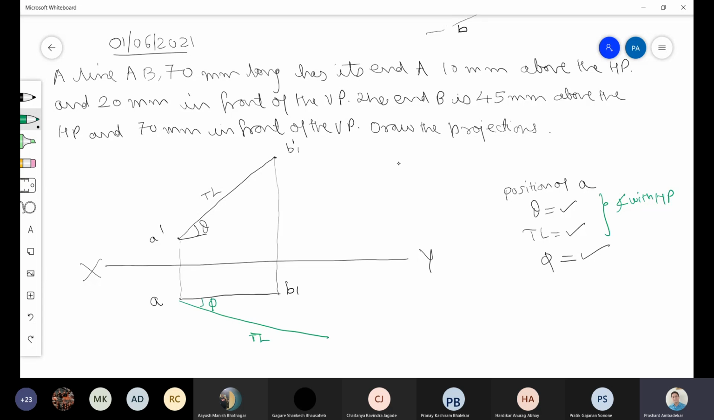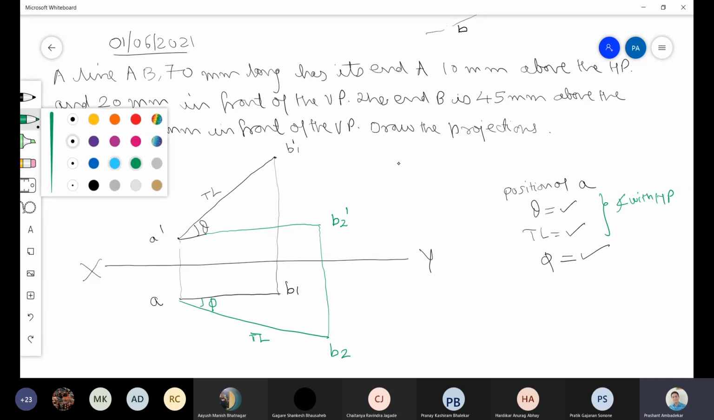Since it is the B point, it will be B2, because B1 is already there and this is not B. B is to be obtained. Then we project it in the front view, and the point we get is called B2 dash. The green color indicates the projection of the line inclined to VP only. Black color indicates the projection of the line inclined to HP only.